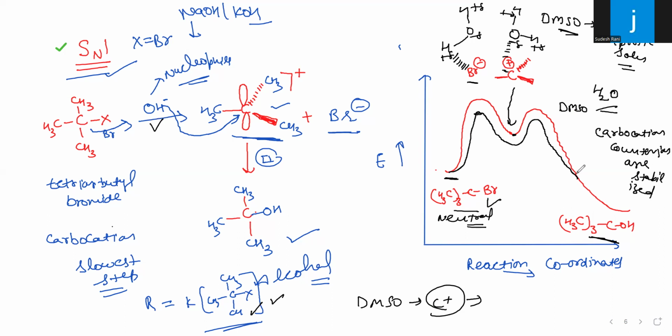So this is the energy profile diagram. Here there is a lowering in activation energy. Thus, from this we summarize that SN1 is favored by protic solvents, polar protic solvents. Let us consider the case of the SN2 reaction.